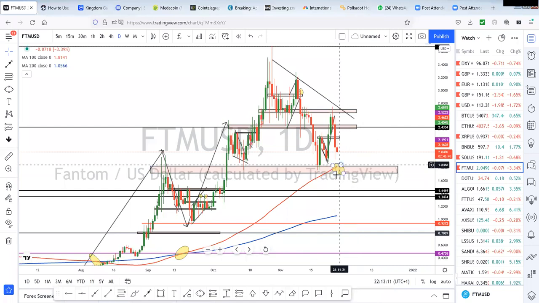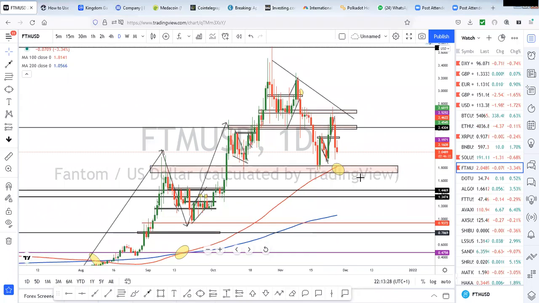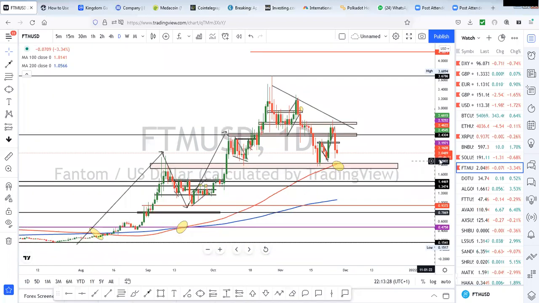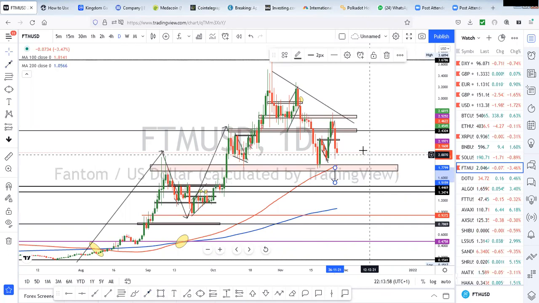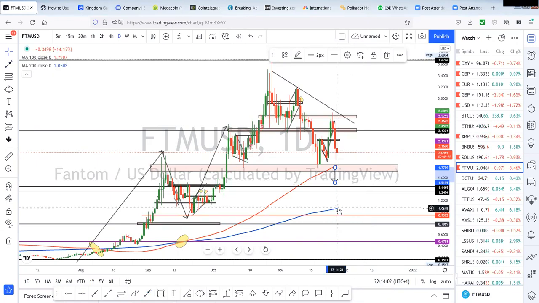So what will happen now? Price touches this place, and we wait for a confirmation. We wait for a candle confirmation here. But if price breaks below this red line, that means FTM will go more down. Are you following? If price should break below here, that means our support is broken. So the next support area will be here, on top of this 200 moving average. Are you following?